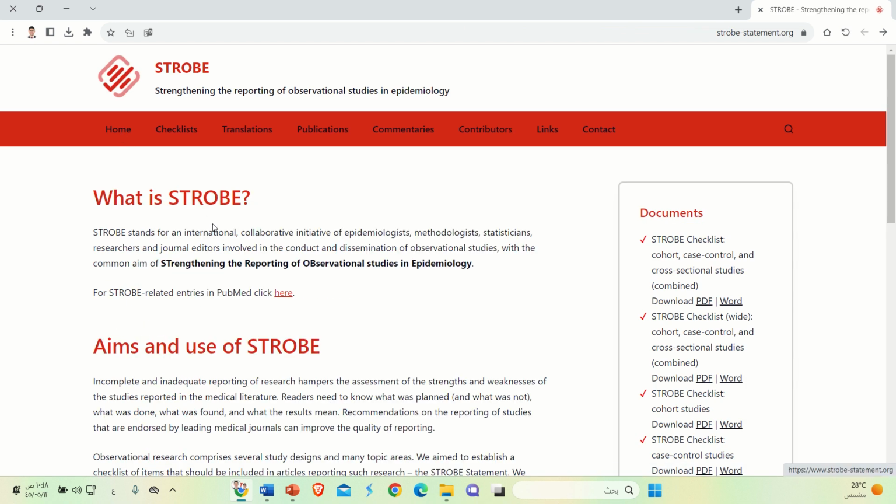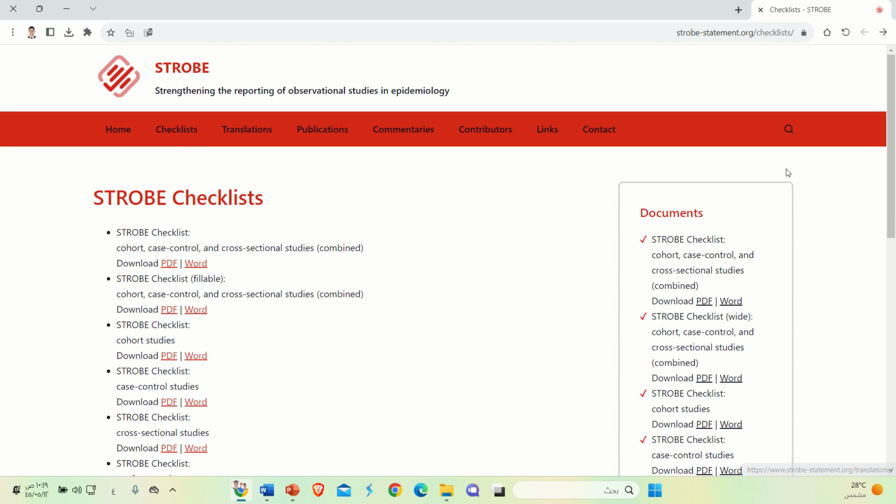So as you know, the STROBE checklist has been created by epidemiologists, methodologists, statisticians, researchers, and journal editors to help make the study project or the manuscript itself much easier to write. It's only for observational studies. STROBE stands for Strengthening the Reporting of Observational Studies in Epidemiology. So we can check them out.